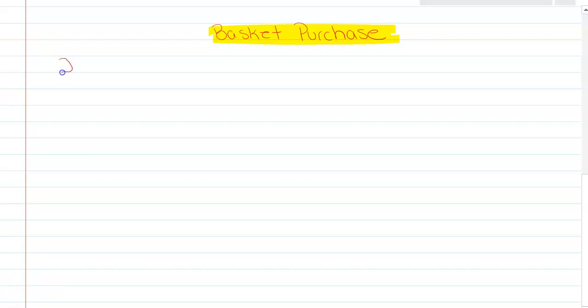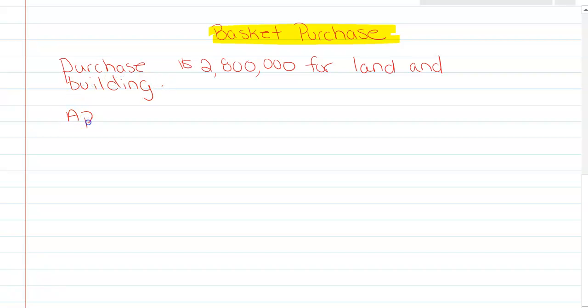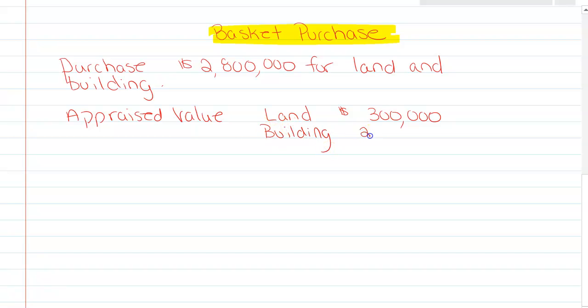So if we use this example where we purchase land and building for $2.8 million. And we had an appraiser come in, or you can get this off the property assessment, and they told us that the land was worth $300,000. So this is the fair market value, and that the building was worth $2.7 million.